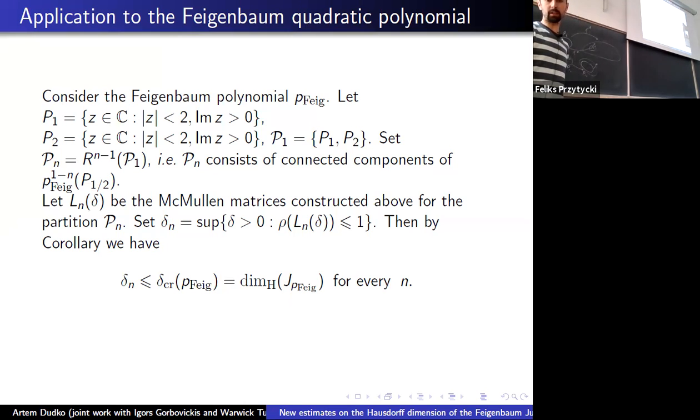But Avila and Lyubich showed that in the case of the Feigenbaum map with zero area Julia set, the critical exponent also coincides with the Hausdorff dimension of the Julia set. So again, this will be equal in this case to the Hausdorff dimension of the Feigenbaum Julia set.